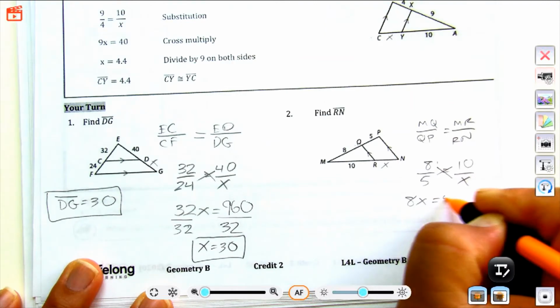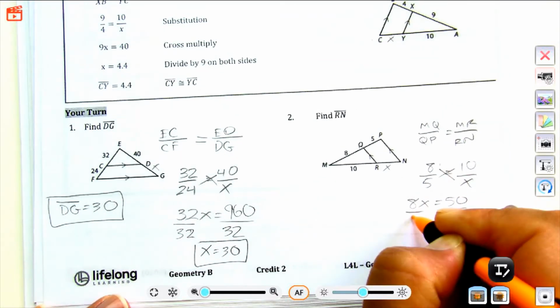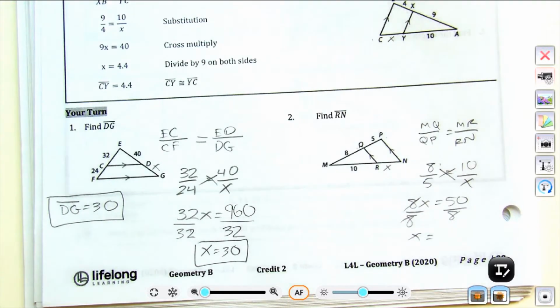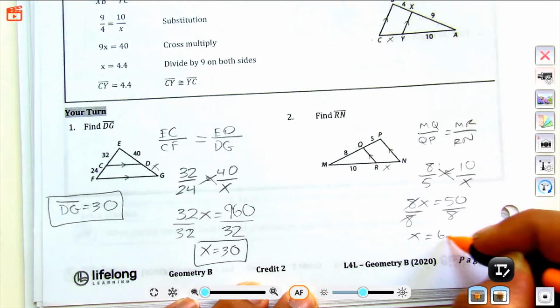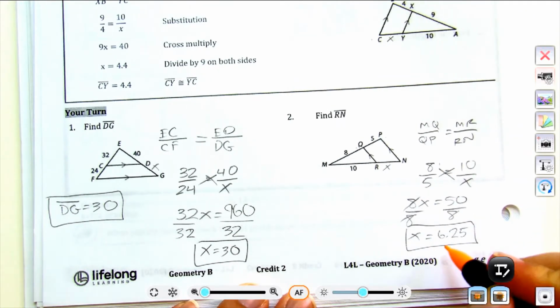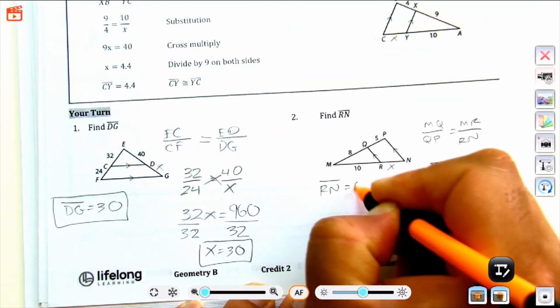Divide both sides by 8. And I get X is equal to, let's find out what 50 divided by 8 is. That is 6.25. So if X is equal to 6.25, then Rn is equal to 6.25.